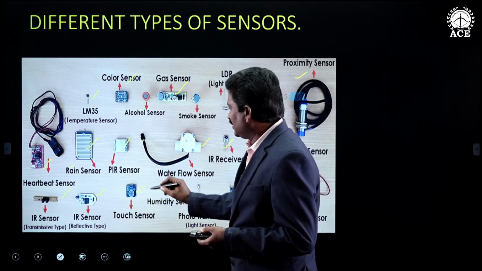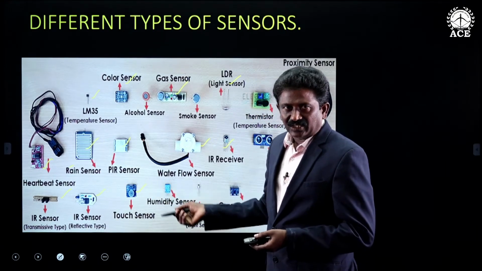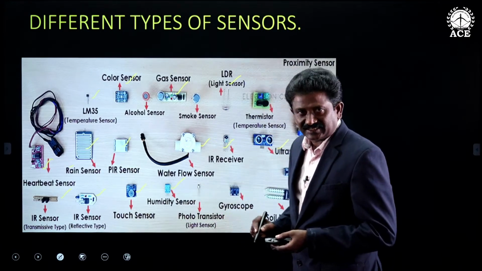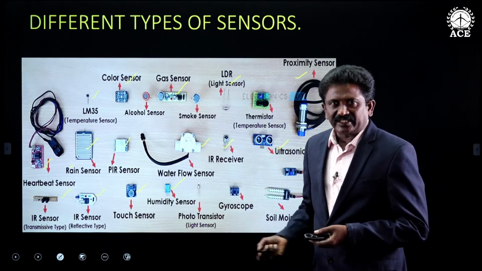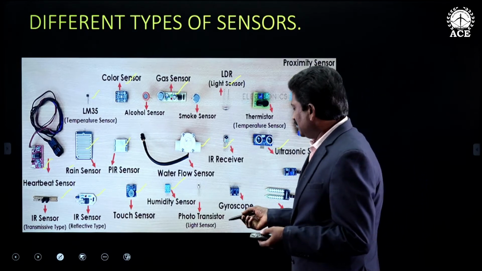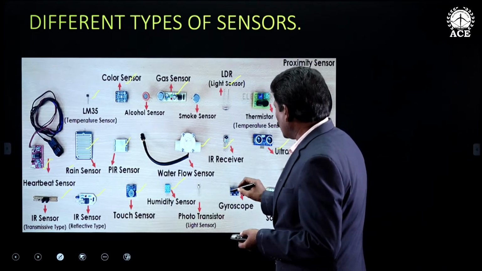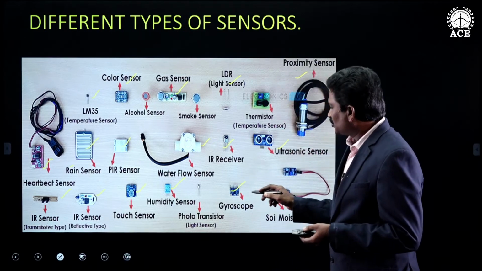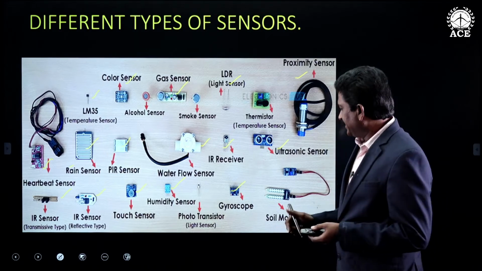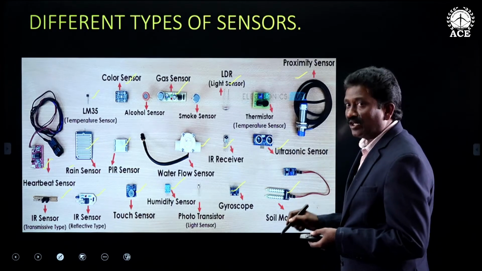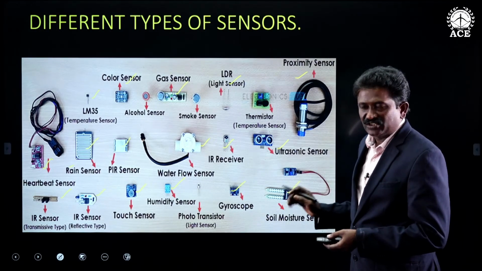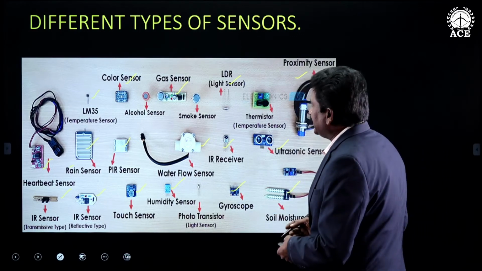Next, touch sensor. Actually, our mobile phones now depend upon touch sensors. Humidity sensors. Using the humidity sensor, we are able to estimate temperature and humidity. So next, gyroscopic sensor. Using the gyroscopic sensor, we are able to find directions. Next, soil moisture sensor. Using the soil moisture sensor, we are able to estimate the dry and wet condition of the soil. So actually these are the types of sensors.